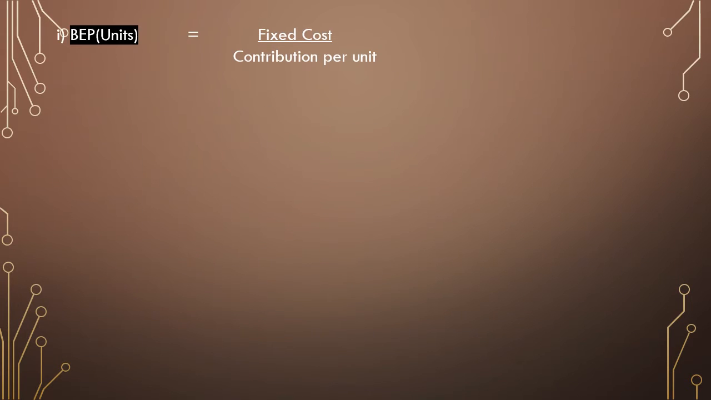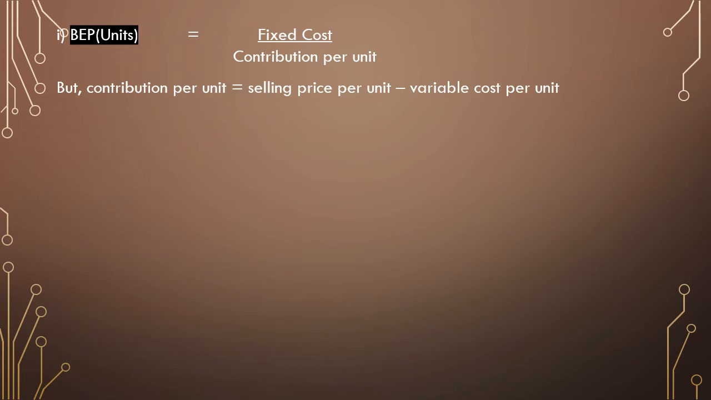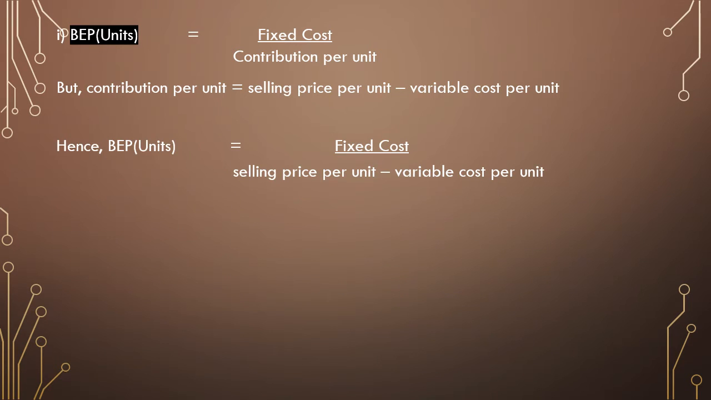Now let us calculate BEP units first. What is the formula for calculating BEP units? It is equal to fixed cost upon contribution per unit. We just have calculated our fixed cost, but we will require to calculate contribution per unit. So contribution per unit is equal to selling price per unit minus variable cost per unit. In the given example, they have given us the selling price per unit as well as variable cost per unit, which we have just calculated.